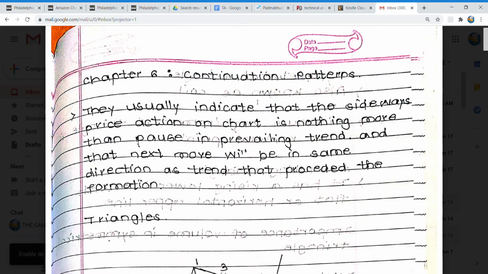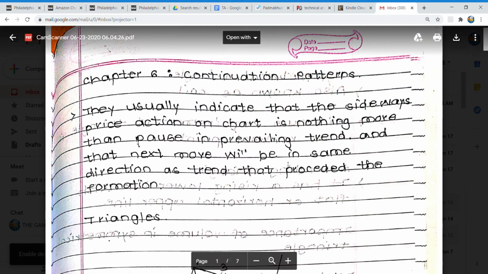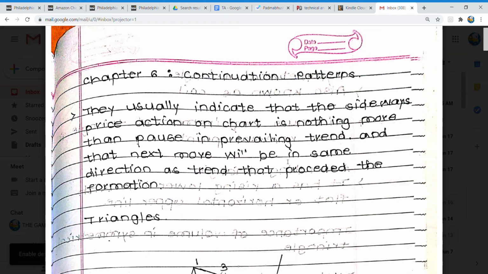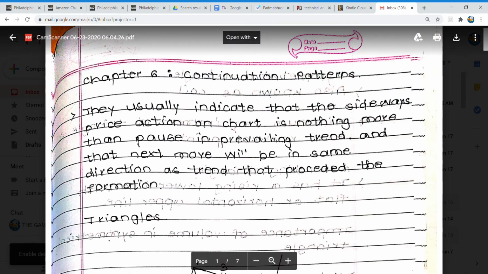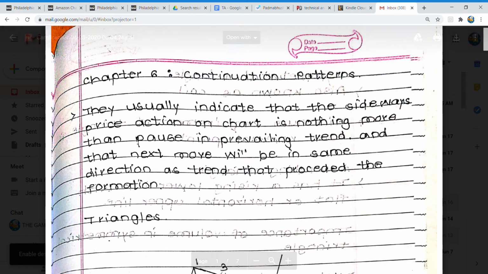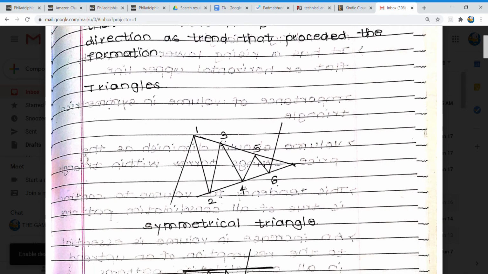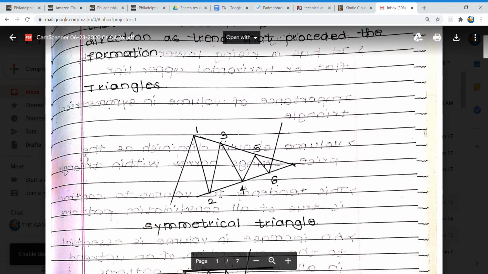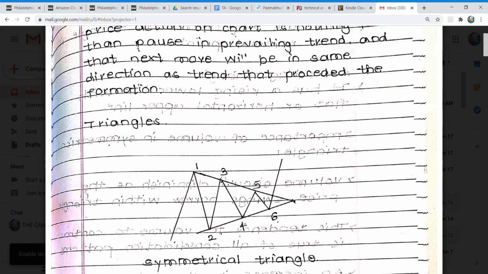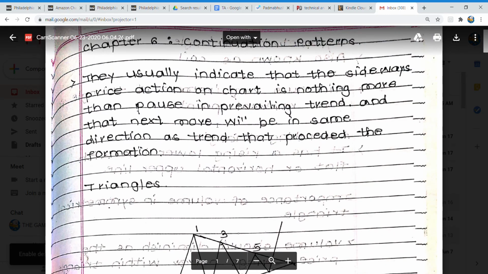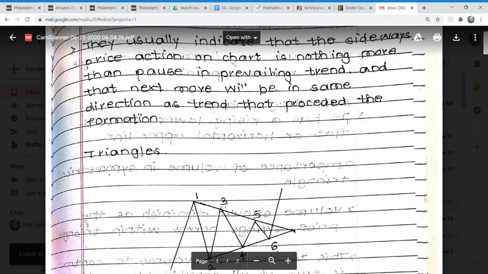Chapter 6: Continuation Patterns. They usually indicate that the sideways price action on the chart is nothing more than a pause in the prevailing trend, and that the next move will be in the same direction as the trend that preceded the formation. That means if this is an uptrend or downtrend, these patterns are only a pause in that trend, and price will move in the same direction as that trend proceeding the formation.